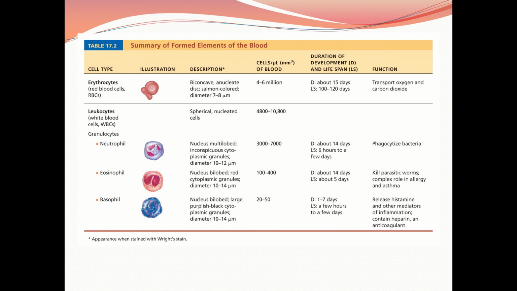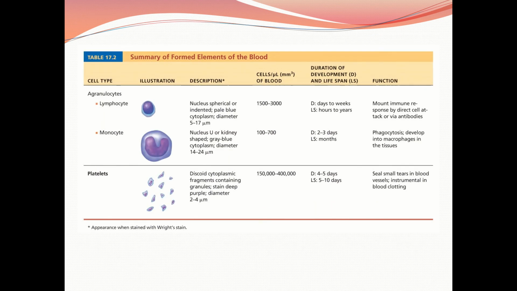Eosinophils are going to have a bilobed nucleus, and they'll stain red because they're acidic, and they will kill parasitic worms. Basophils will have a bilobed nucleus, and they will stain purplish and black in a basic dye, and they will release histamine. Agranulocytes include the lymphocytes, which have a spherical or indented nucleus, and they mount the immune response by direct cell attack or via antibodies, and they'll be T lymphocytes or B lymphocytes.